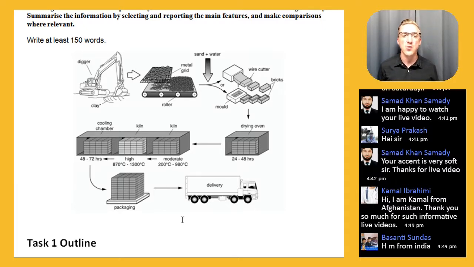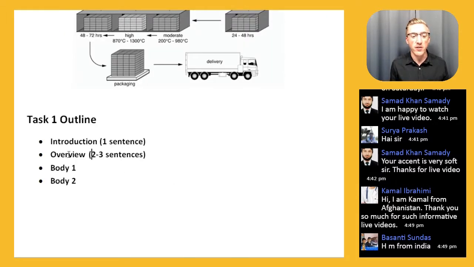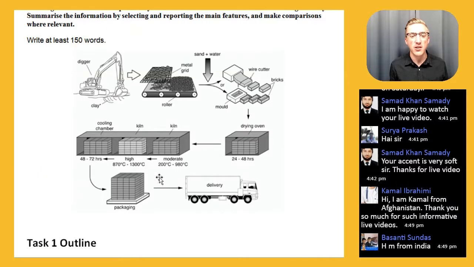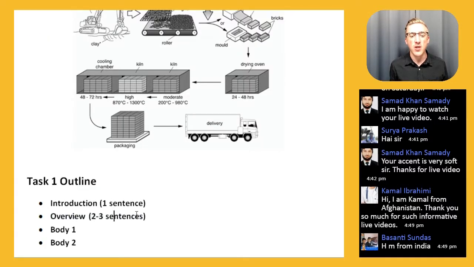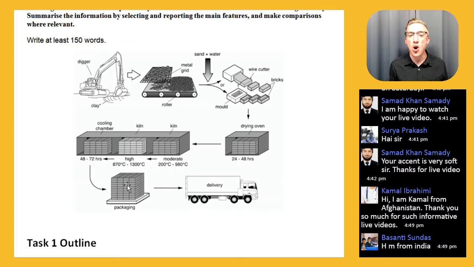I always think about task 1 as storytelling, really. And I see the overview as the message of the story, the moral of the story. What did we learn? What can we learn from this diagram? For the overview, imagine that you're talking to someone that has no idea about what it's like to make bricks. Like you're talking to a child almost, or someone who has no connection with this industry. Right? You want to keep it really broad, really general, and very accessible for not an expert.